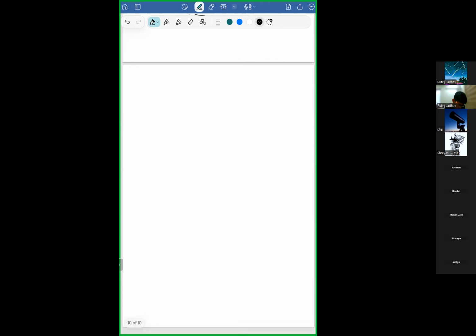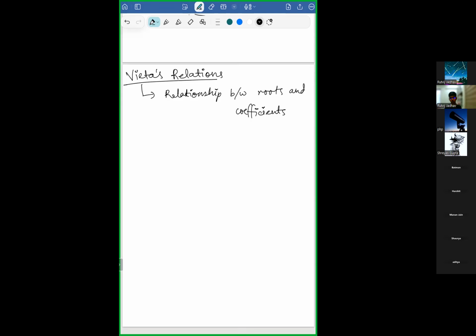Now we'll see Vieta's relations. This is basically a relationship between roots and coefficients, how you can relate the roots and coefficients of a polynomial. This is very helpful when you want to change your view of looking at a problem. You can look at a polynomial problem both through its roots or through its coefficients. You'll see what I mean.